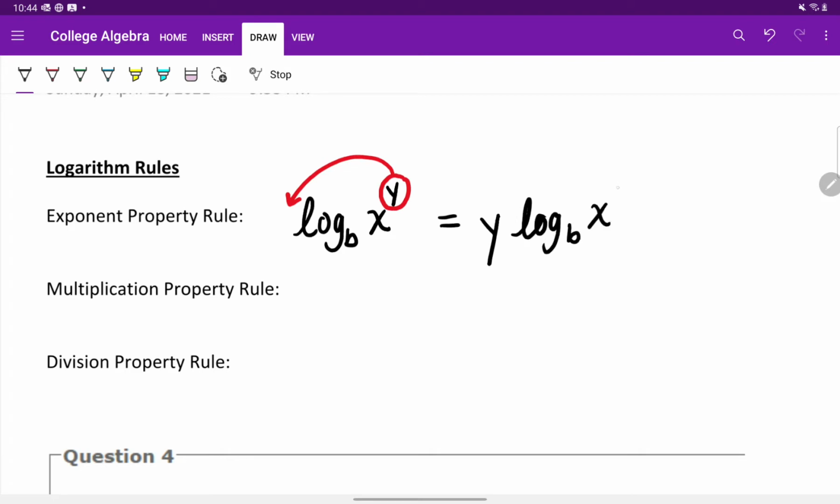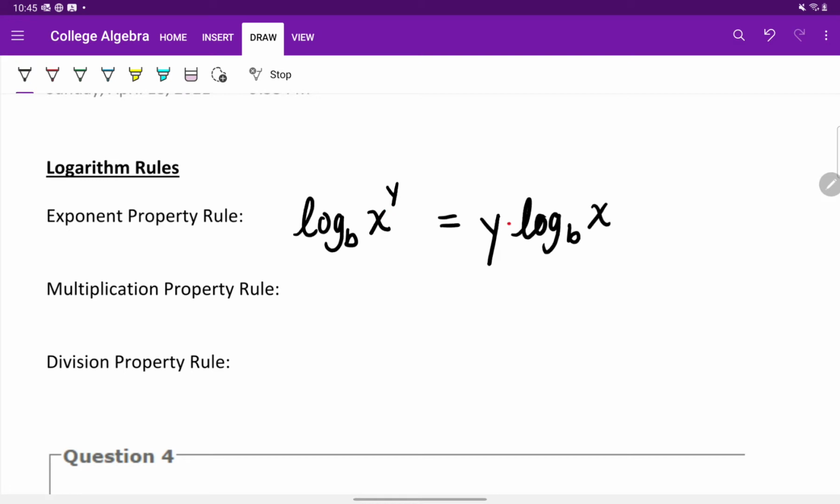So if you have an exponent on the variable inside your logarithm, you can move that out front, and while it's out front, it's multiplied. So that would be y times log base b of x. Of course, equal signs work in both directions. So if you start out with something being multiplied in front of your logarithm, you can move it into the exponent position. So it can go both directions. And we'll use both of these features in examples today.